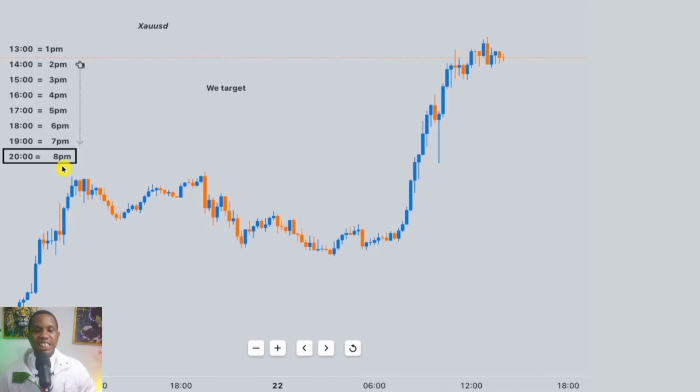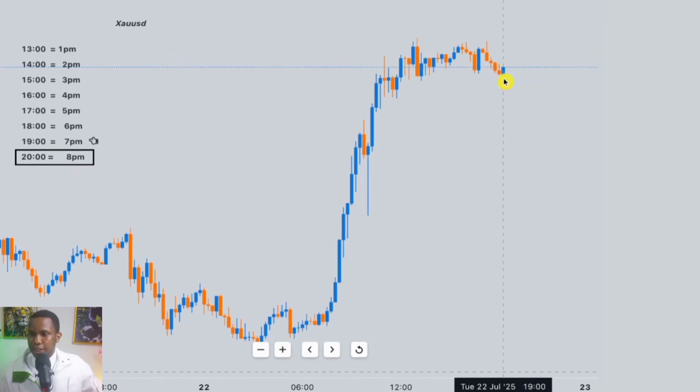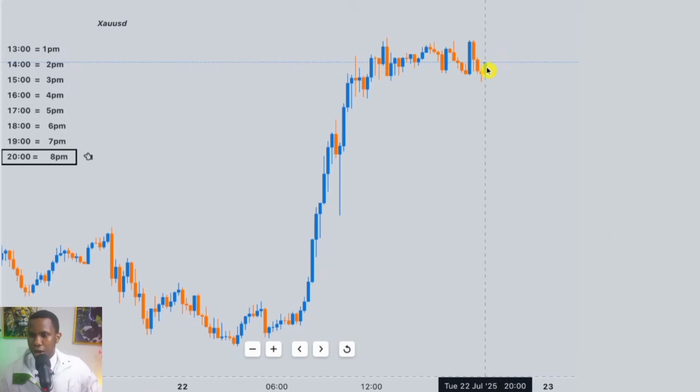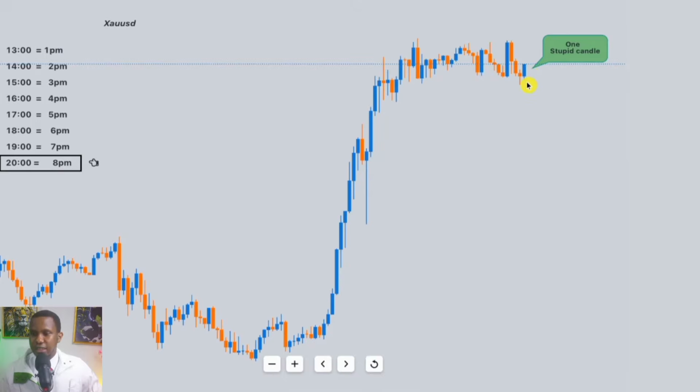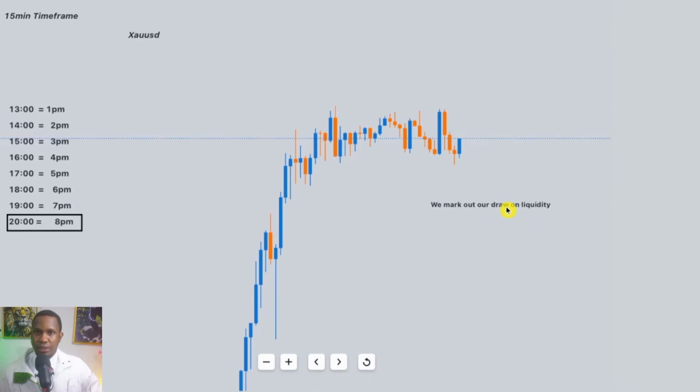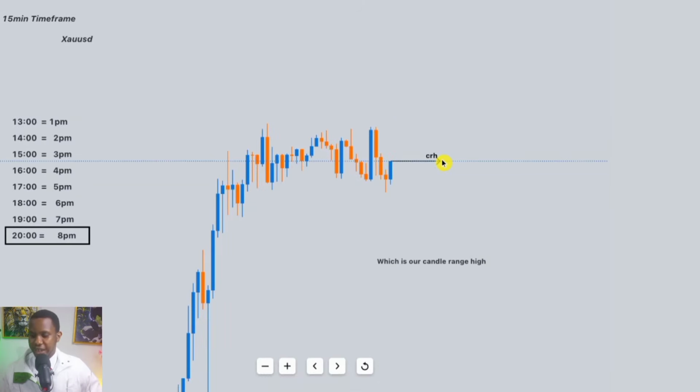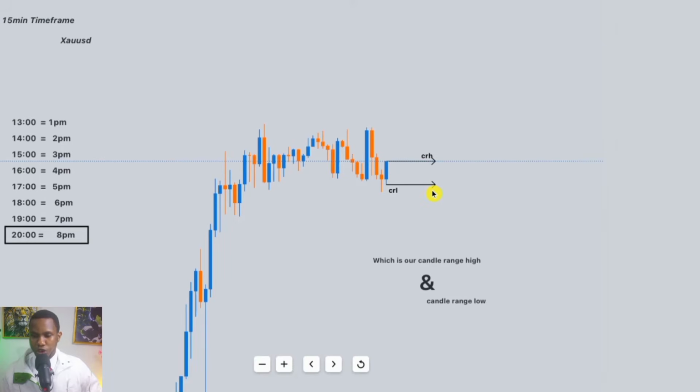20 o'clock, which is 8 p.m. Eastern Standard Time. So this is 19 o'clock and this is our 20 o'clock candle. This is our one stupid candle. We mark out the draw on liquidities, which is what? Our candle range high and what? Our candle range low, guys.